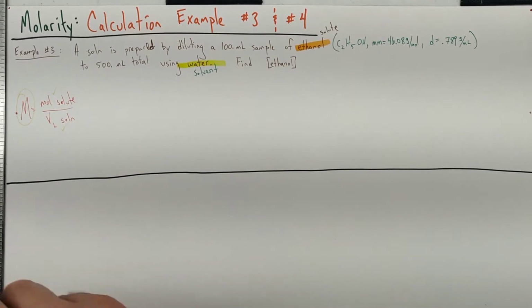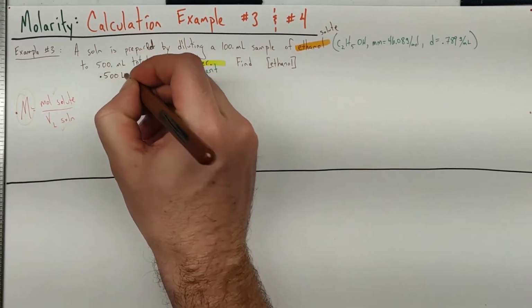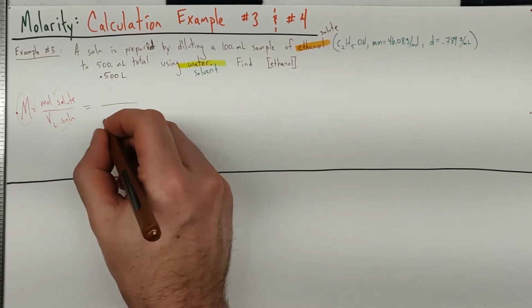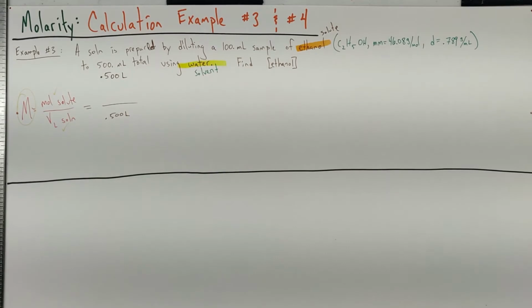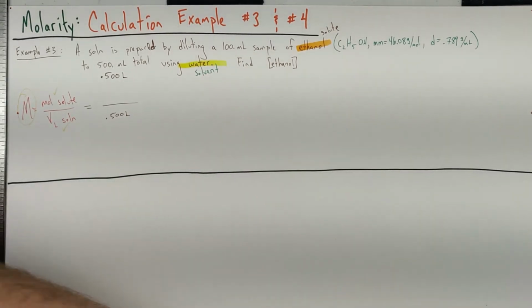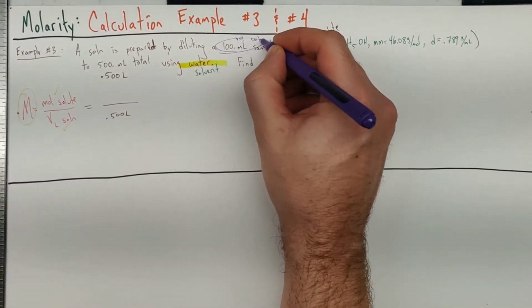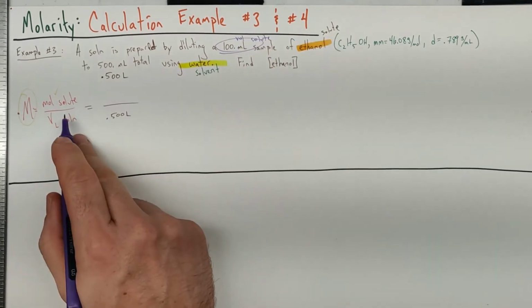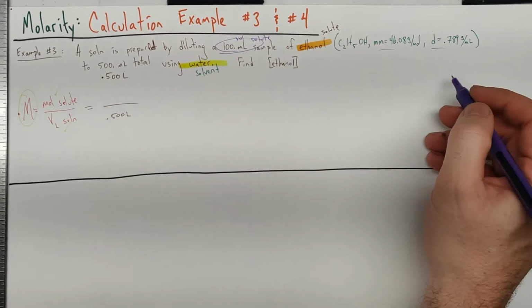It happens to be 0.500 liters. All right, so when we set this up, 0.500 liters is the denominator. We just need to know that numerator, and that's the only kind of new step in this problem. We have a volume of our solute, but we want moles of our solute, and to get there we're going to have to utilize both the density and the molar mass.